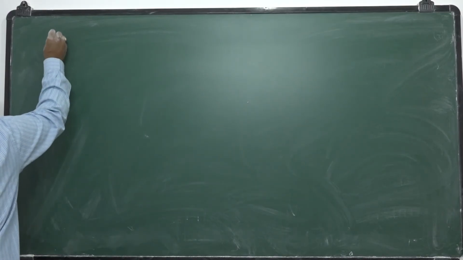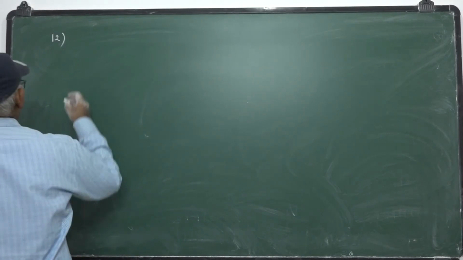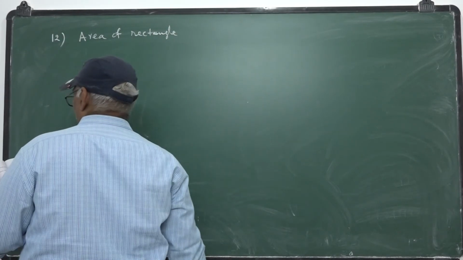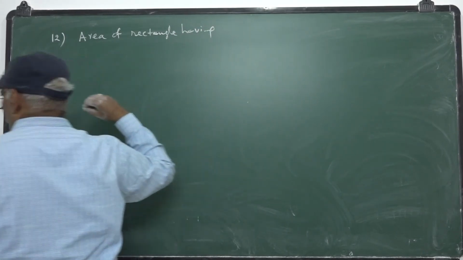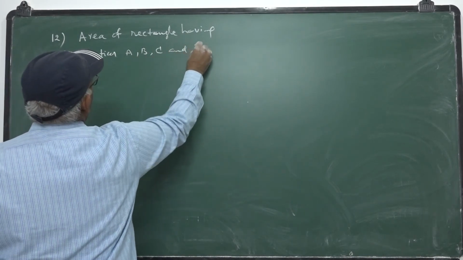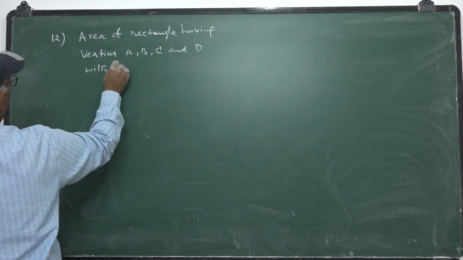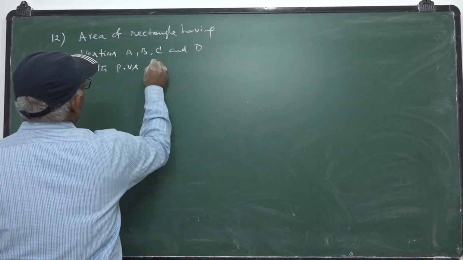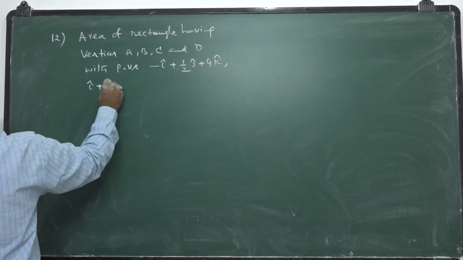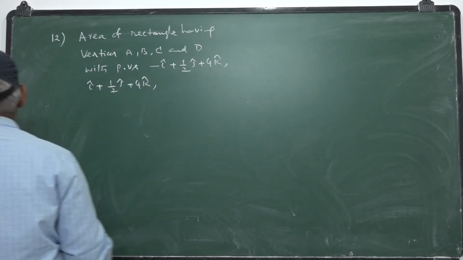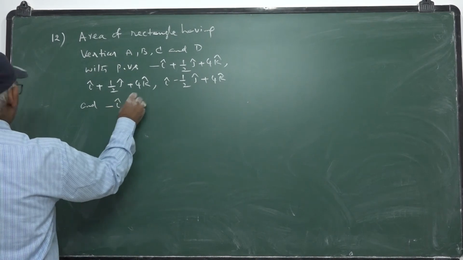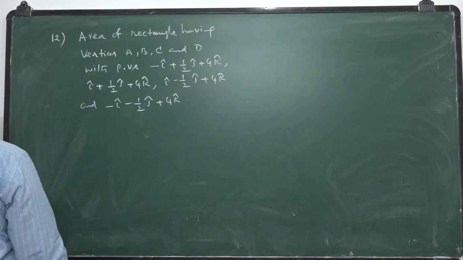Next, 12th one. Area of rectangle having vertices A, B, C and D with position vectors minus i plus 1 by 2 j plus 4k, i plus 1 by 2 j plus 4k, i minus 1 by 2 j plus 4k and minus i minus 1 by 2 j plus 4k respectively.